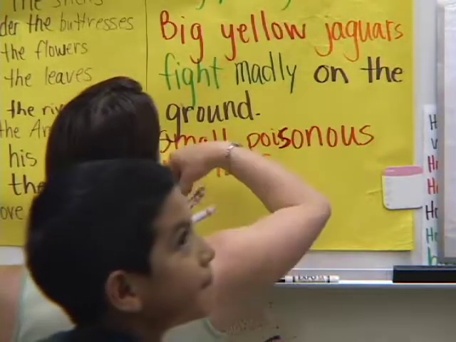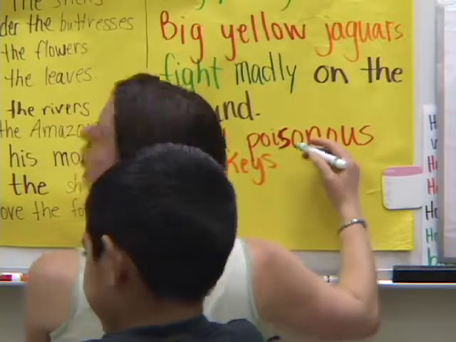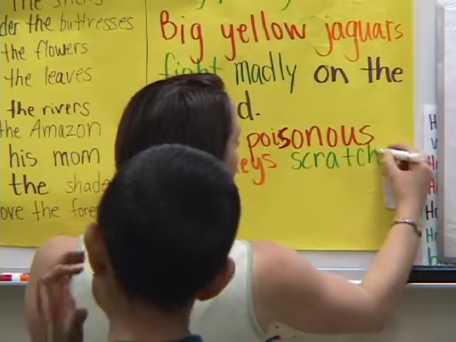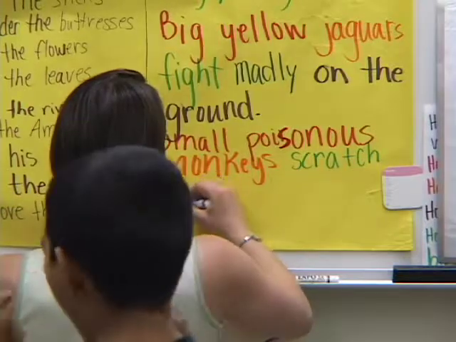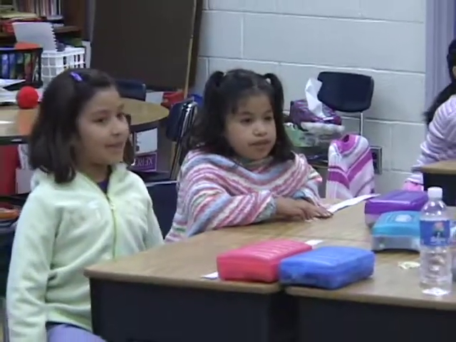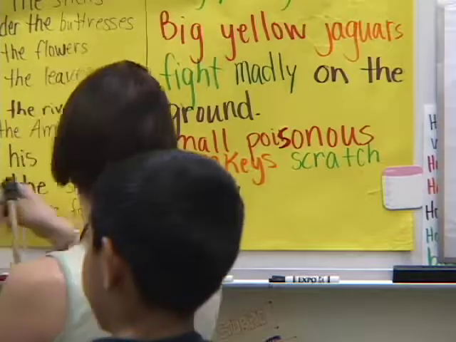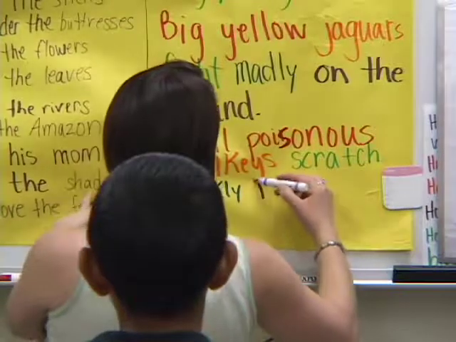What are the poisonous monkeys doing? Scratching. How are they scratching? Quickly. And where are they scratching? In the canopy. In the canopy? Thank you. It's right there in the canopy.